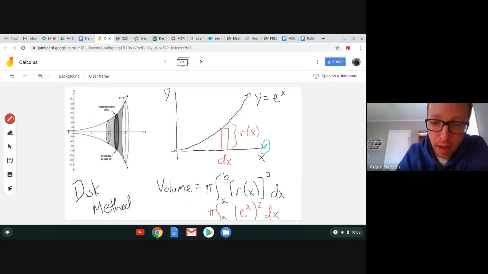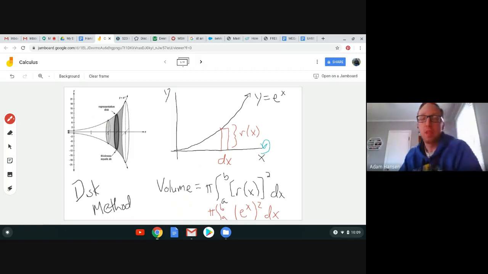Whatever bounds you might have from a to b, be it from 0 to 5, 1 to 8, whatever, the volume of this solid of revolution is given as pi times the definite integral from a to b of e to the x squared dx.